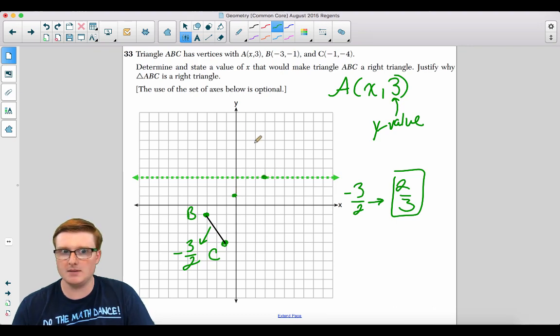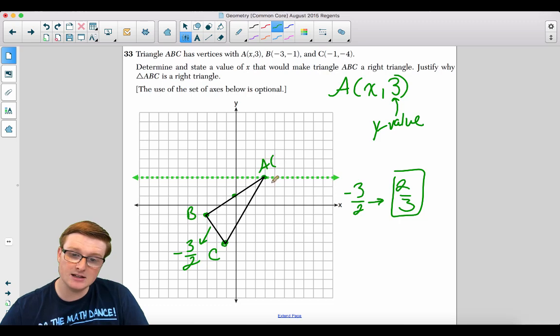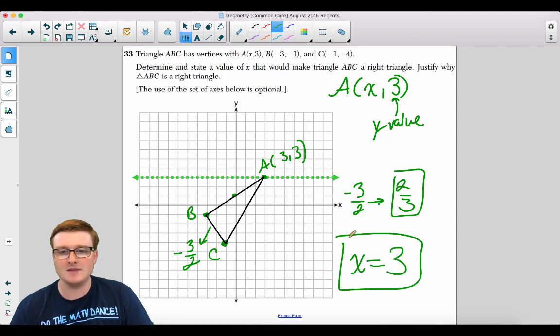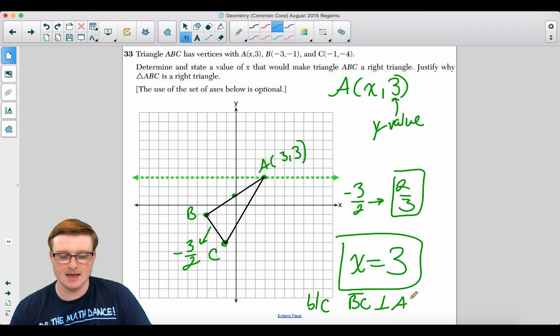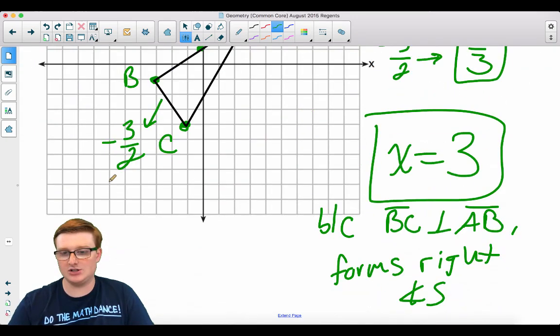Oh, wait a minute. I just got that. So that point right there is the intersection point. So A, just read off the X value. 1, 2, 3 to the right. 3, 3. So your answer is X is equal to 3. Justify why it's a right triangle. You could say because BC is perpendicular to AB, which forms right angles. Okay? That is your answer. X is equal to 3.